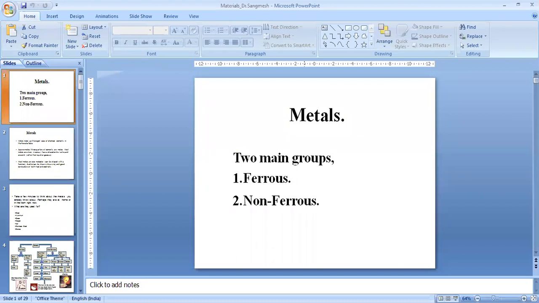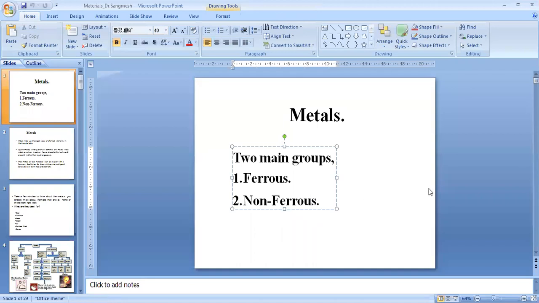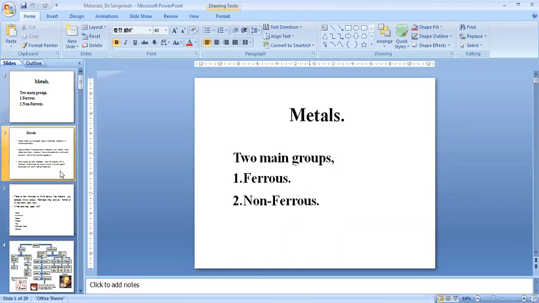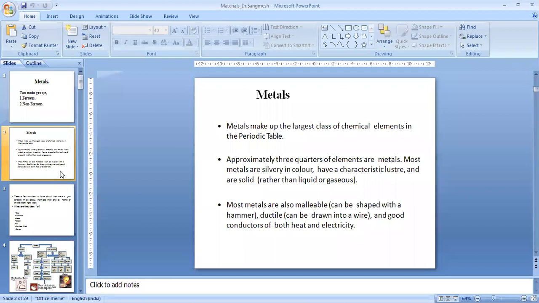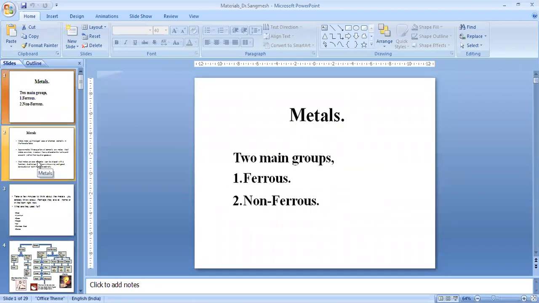We'll just see its classification. Engineering materials are classified into ferrous and non-ferrous material as given in the slide. So basically it is broadly classified into two, that is ferrous and non-ferrous material.